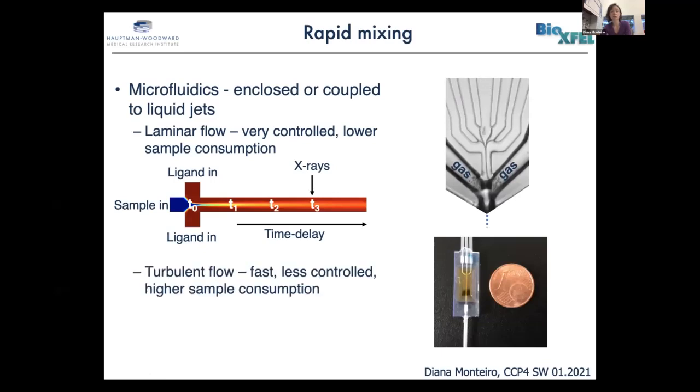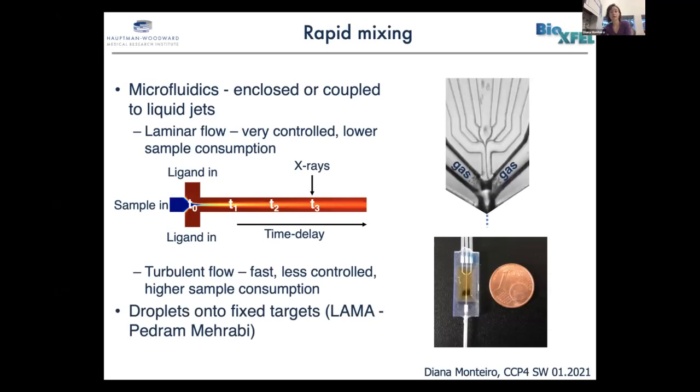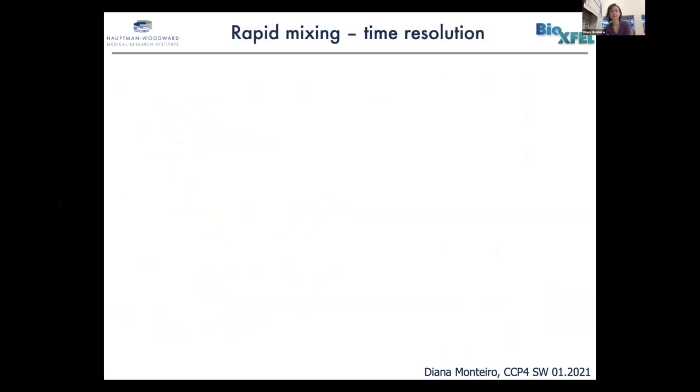There's, of course, turbulent flow methods. So this is more like a standard stop flow system. It is fast, it is a little bit less controlled, and it tends to consume a little bit higher sample, but there are setups for this too. And then, of course, you'll hear about later about droplets onto fixed targets during Pedram's talk.